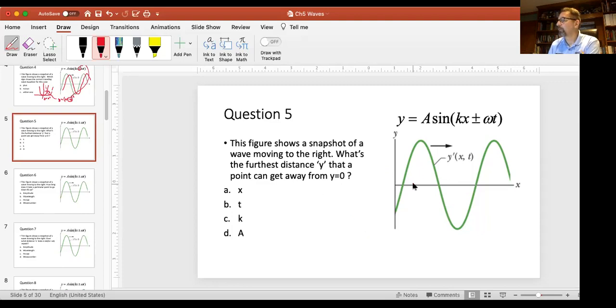And I'm looking at the transverse direction here, right? What do we call it when it's the furthest it can get away from y equals 0, which is right here?